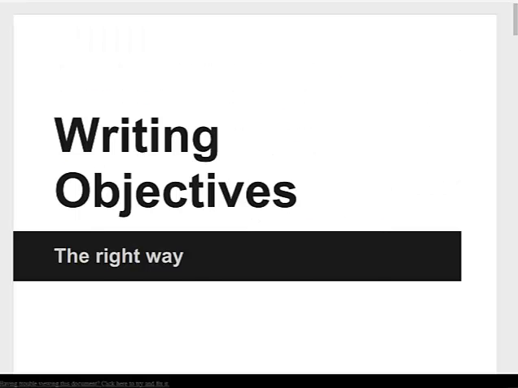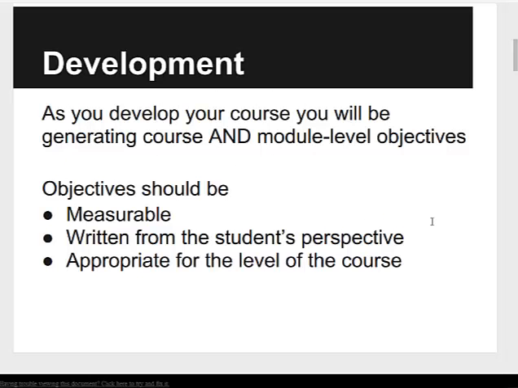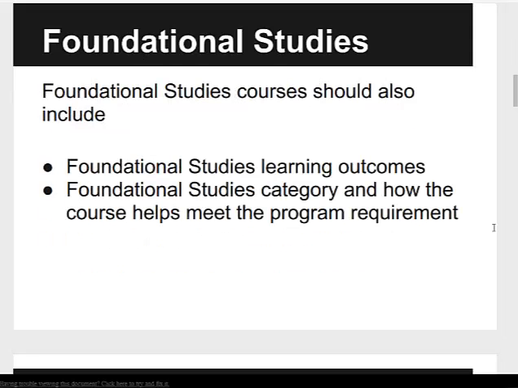So, writing objectives. As you develop your course, you will want to be generating course and module level objectives. Objectives should be measurable, written from the student's perspective, and appropriate for the level of the course. If you're building a foundational studies course, you should also include the foundational studies learning outcomes and the category and how the course helps meet the program requirements.